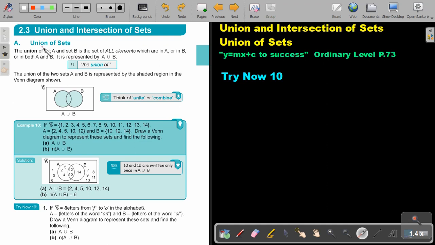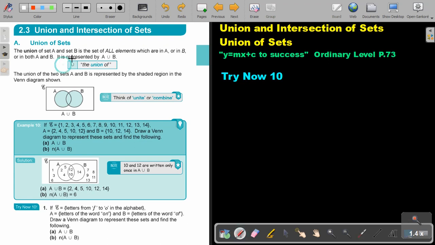Union of sets. The union of set A and set B is the set of all elements which are in A or in B, or in both A and B. It is represented by A, this is the union sign, B. Now, this is the union sign. Can you see it's almost looking like a cup?